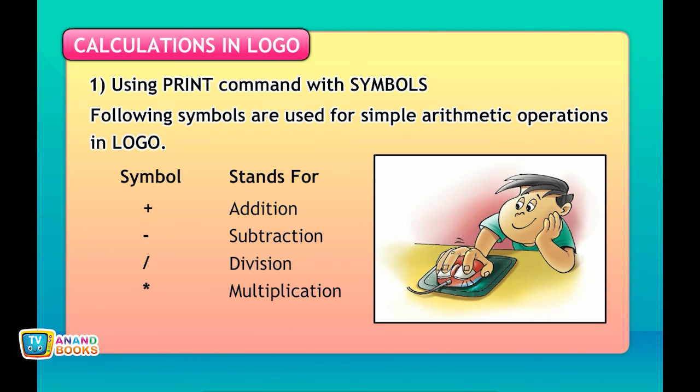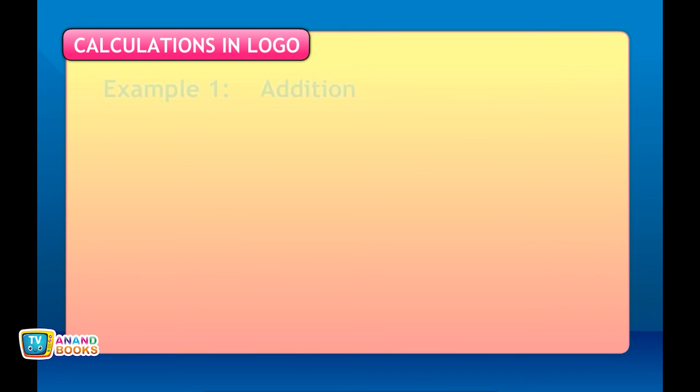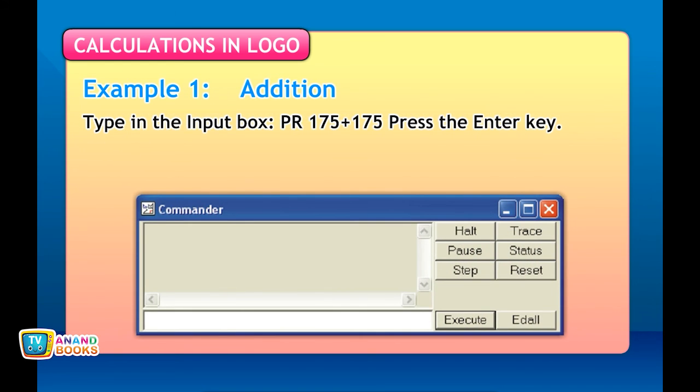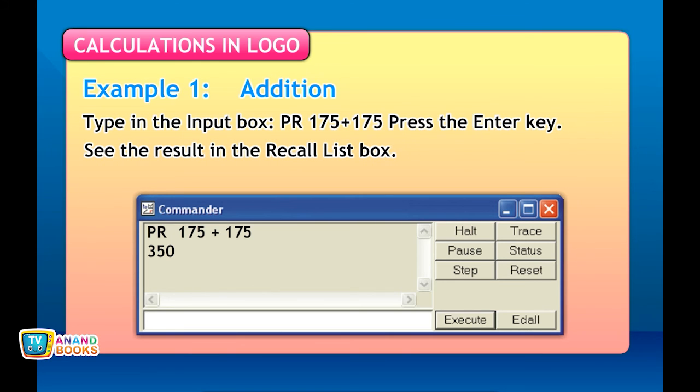Symbol stands for plus, addition, minus, subtraction, division, star, multiplication. Example 1. Addition. Type in the input box PR 175 plus 175. Press the Enter key. See result in the recall list box.